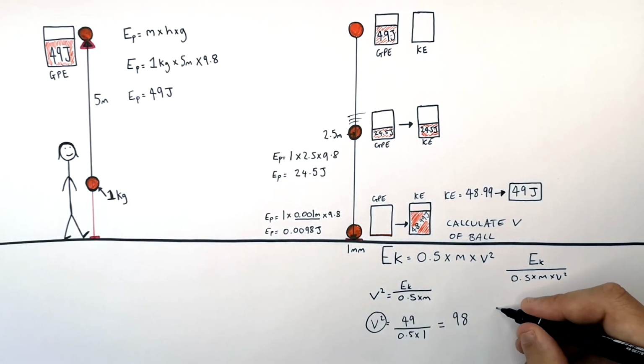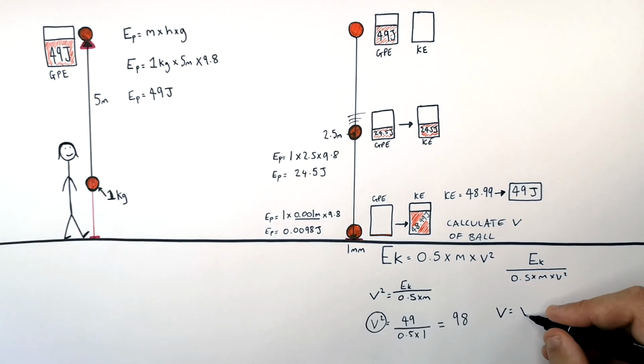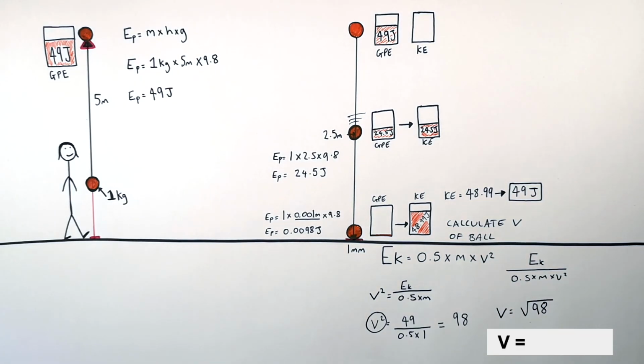So to calculate the speed of the object, you must square root your v squared answer. So you square root 98. So v equals 9.90 meters per second. So the speed of the ball just before it hits the ground is 9.90 meters per second.